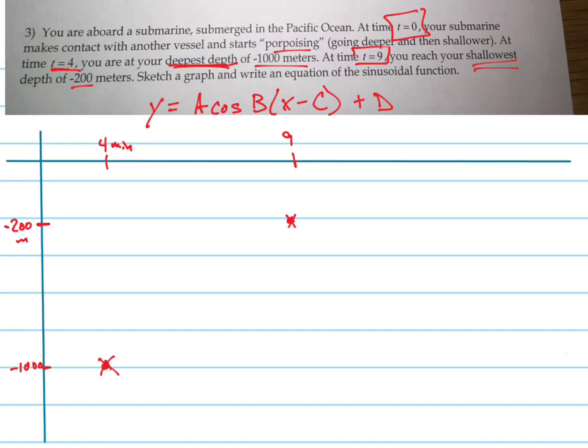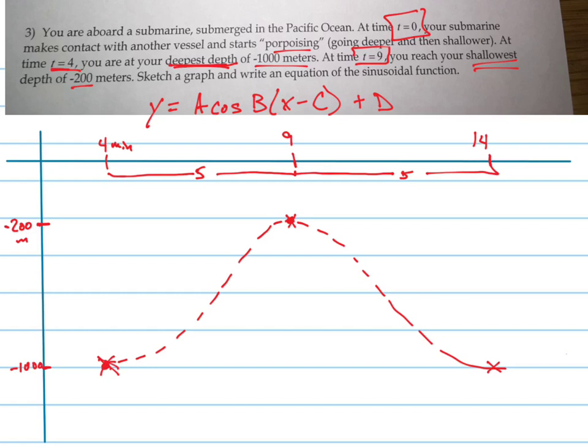Now the trick to this one is that they only gave you half a period, right? Because they're going to have to give us another low point. So we're just going to put that extra low point in there. And if this distance was 5, then another 5 is going to put us at 14. And there's our full cosine graph. Again, cosine because it started at a low point.